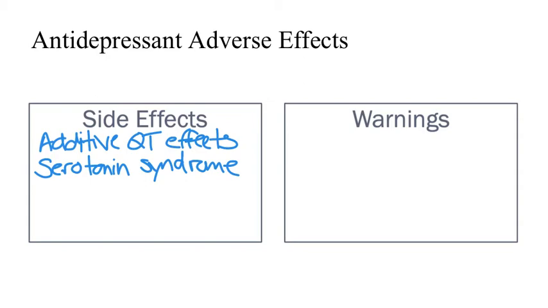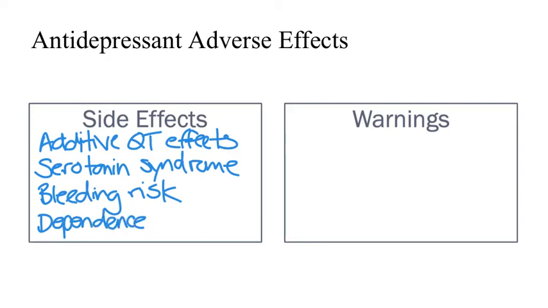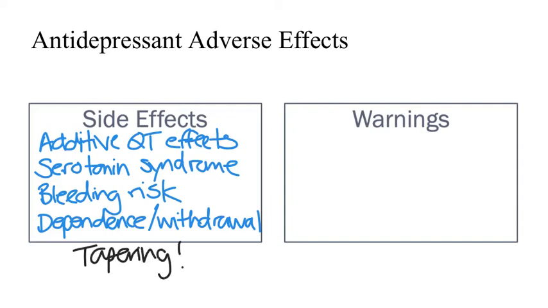Next, it should be avoided to use antidepressants concomitantly with anticoagulants, antiplatelets, NSAIDs, and some natural products like St. John's wort, because this can increase bleeding risk. And finally, most antidepressants do produce dependence and can result in a discontinuation syndrome upon abrupt cessation. And therefore, almost all antidepressants require tapering over several weeks to avoid a withdrawal syndrome that includes anxiety, agitation, insomnia, and dizziness.